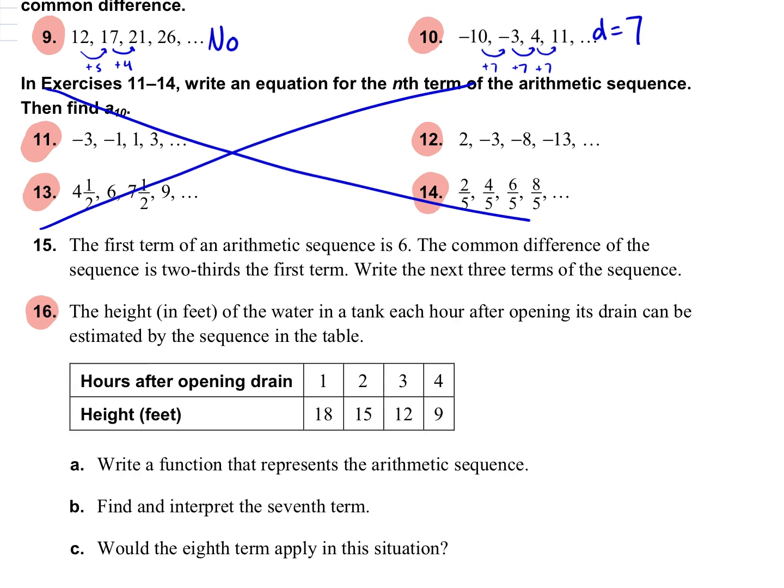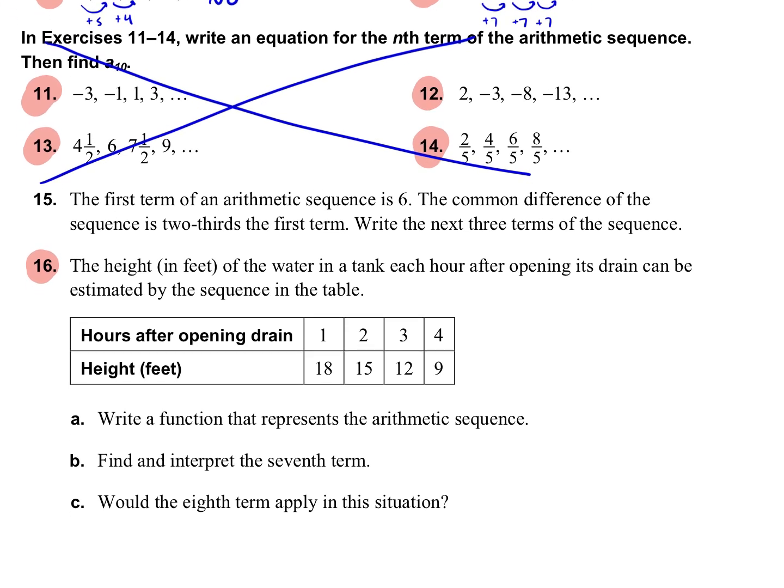Let's look at 16. The height in feet of the water in a tank each hour after opening the drain can be estimated by the sequence in the table. So we have the hours after opening the drain and the height in feet. You're not going to have to write an arithmetic sequence, so we can skip A.